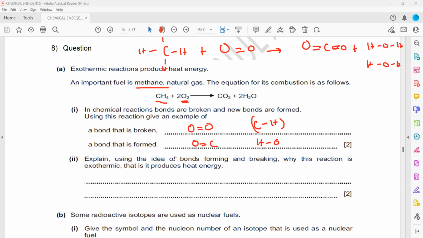Then explain using the idea of bond forming and breaking why this reaction is exothermic. It's the same thing that you will mention. The bond breaking energy is less than the bond forming. That's why overall reaction is exothermic. If it was an endothermic reaction, the bond breaking energy will be more than the bond forming energy.